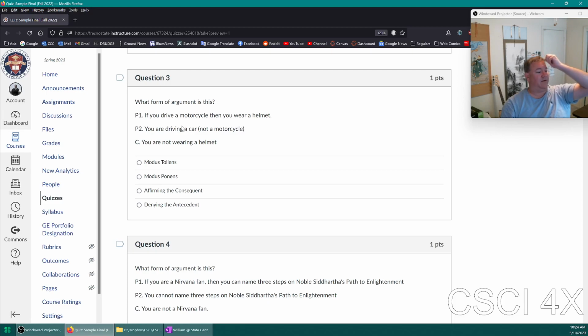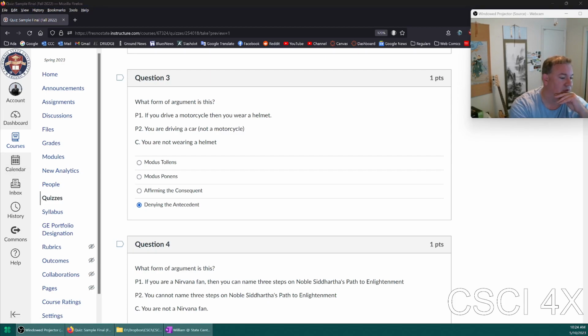This is, in fact, denying the antecedent. The antecedent is the first part, and we are denying it. You are not driving a motorcycle. So, after all, if you drive a motorcycle or a helmet, people can wear a helmet while in a car, right? Like race car drivers will wear helmets, even inside of a car. So, participation for you guys on that one.